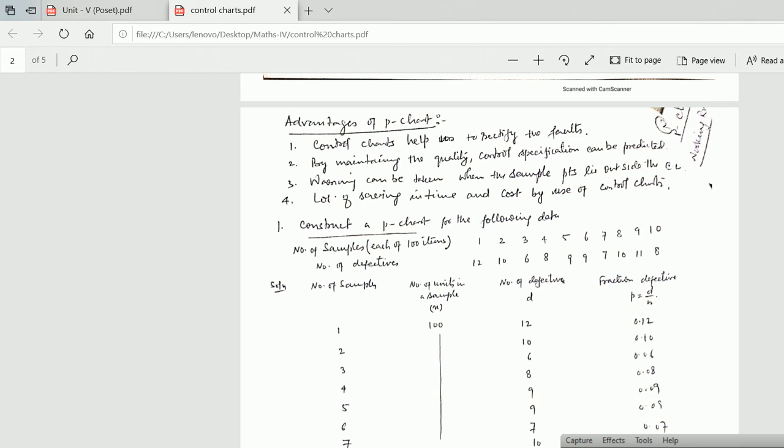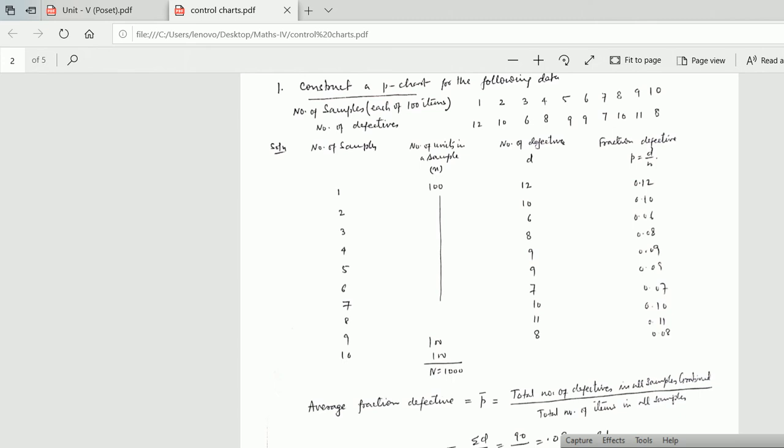In sample 6 also 9 defective items are there. Number of defectives 7, 8, 10. In the 10th sample we have 8 defective items. Now we have to check whether the process is under control or out of control. This can be seen from this example.